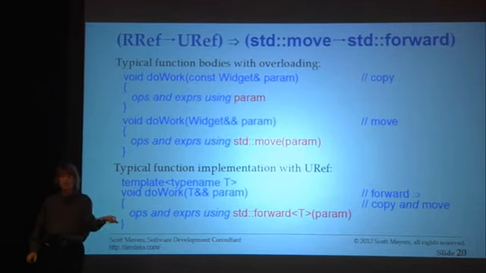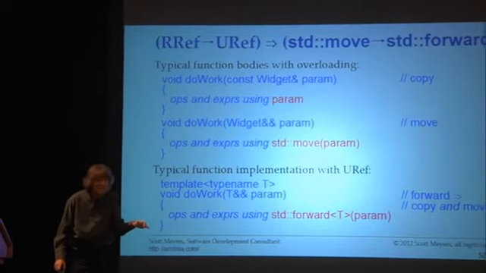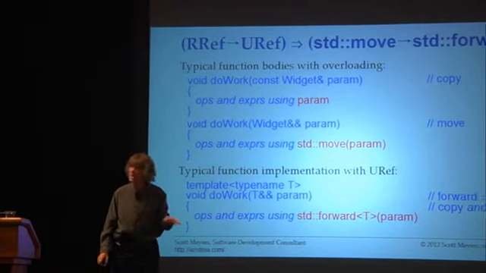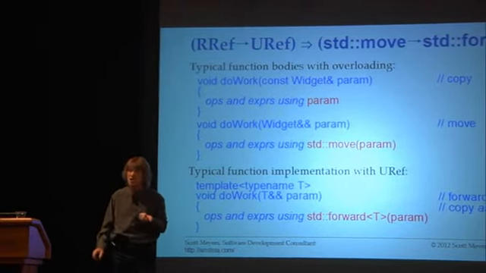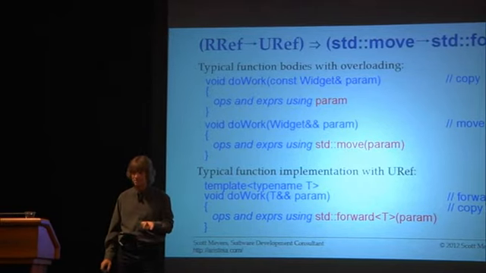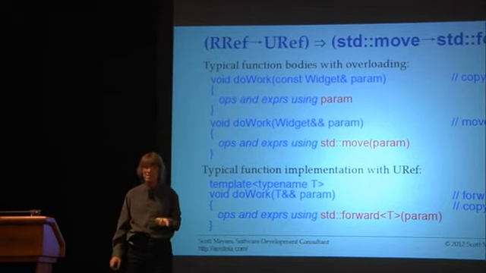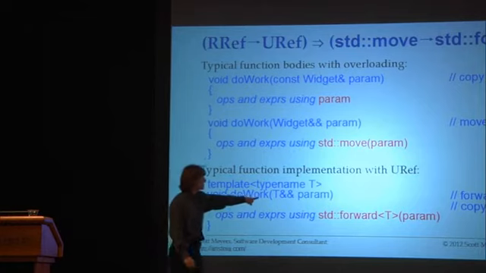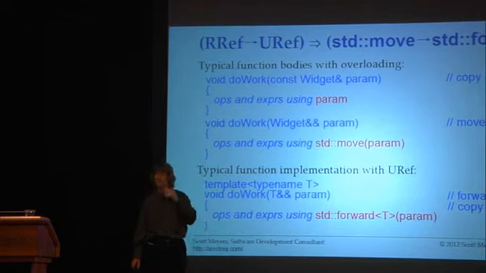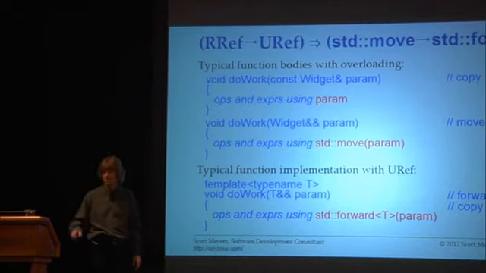Now, remember, a universal reference might be an L value reference, but it might be an R value reference. We don't know what it is. We will only be able to determine that when we see how this is initialized. And of course, this will be initialized every time it's called, possibly in different ways at different call sites.